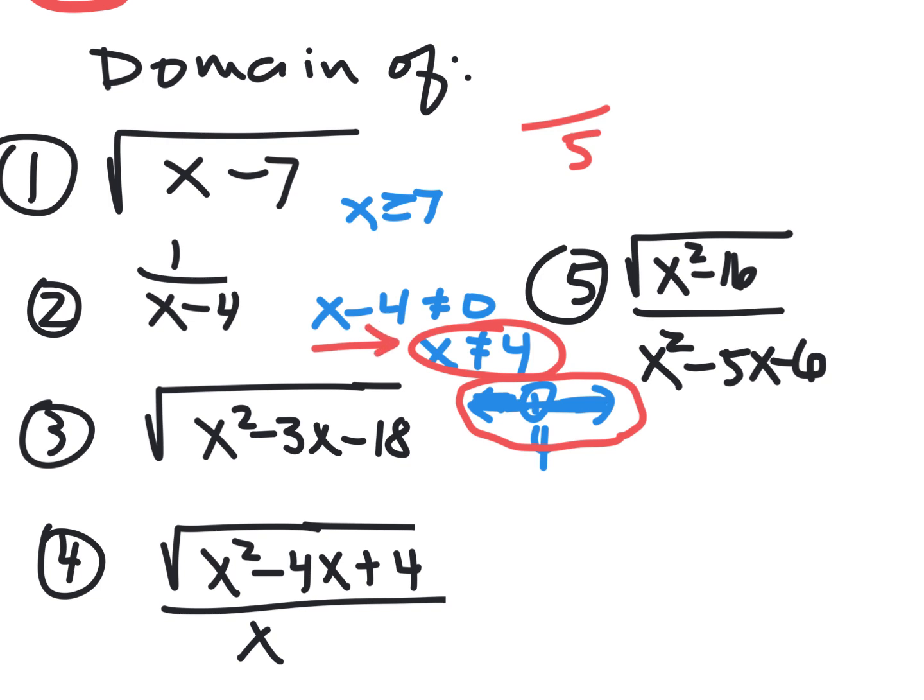But you have to take off a half a point for not saying all the things that can work, which was from negative infinity to 4 and from 4 to infinity. You can have it on a number line.